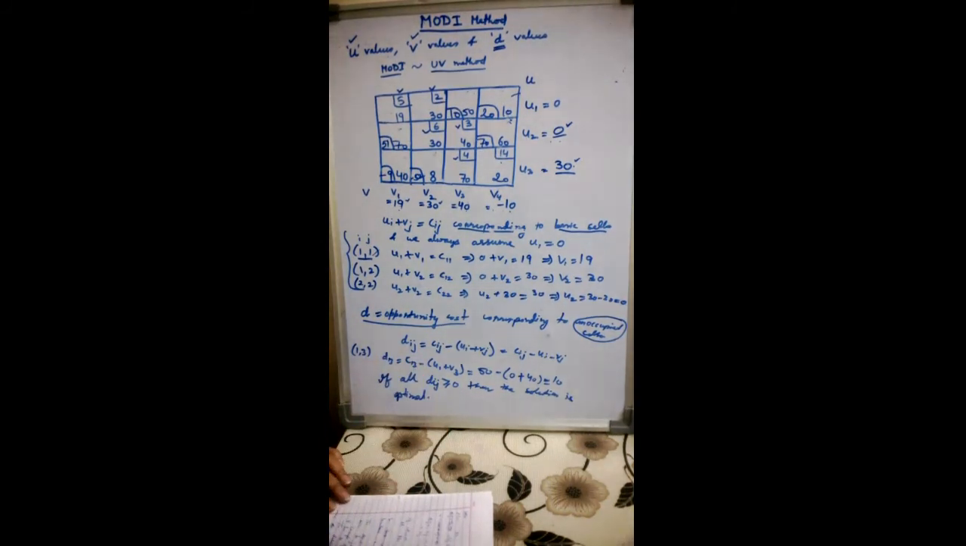Okay, so obviously in this particular example we do not obtain all d values positive. This is positive, this is positive, this is positive, this is positive, but these two are negative. So that means the solution is not an optimal solution. So a detailed question we'll do in the next lecture. The objective of this lecture was just to explain the concept of basic, non-basic cells and how to compute u, v and d values. The detailed question we will cover in the coming lecture.